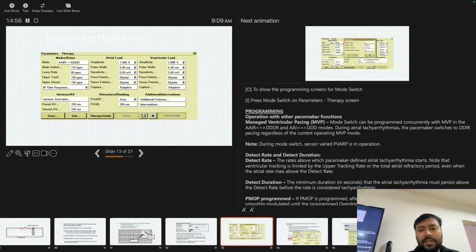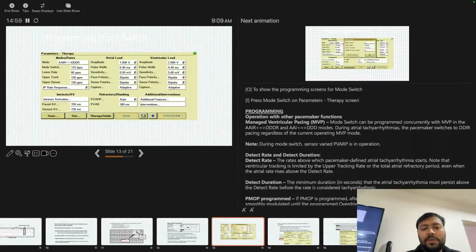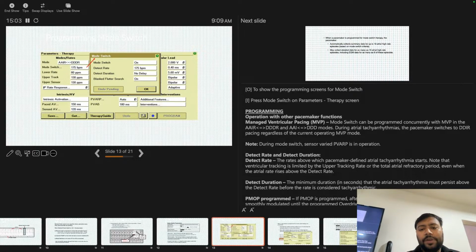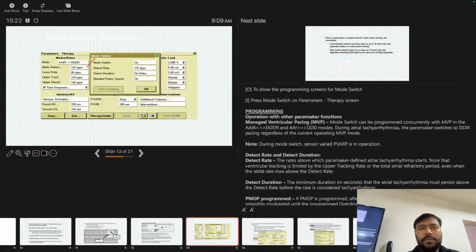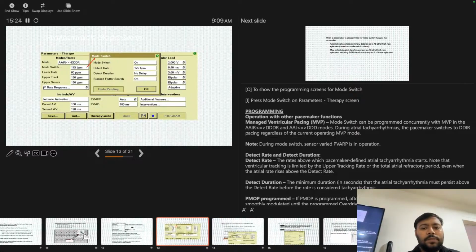So this is the Medtronic programmer screen. Here in the second line, you can see the mode switch rate. You can open this and you can see blanked flutter search, which I discussed now. You can turn it off if not required. And detection duration, in the nominal parameters, will be no delay. If you want your patient to stay more time in AF and you want to detect later, you can turn it on. And the detection rate you can program, and if you don't want mode switch, you can turn it off as well. AHRE and mode switch are totally different.